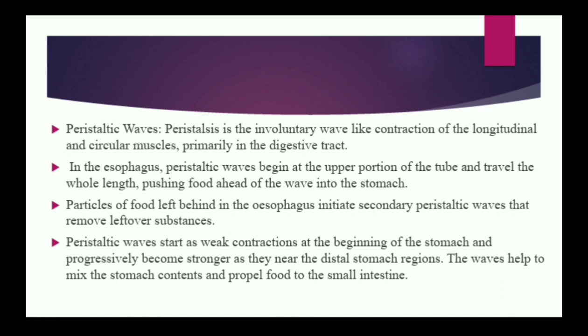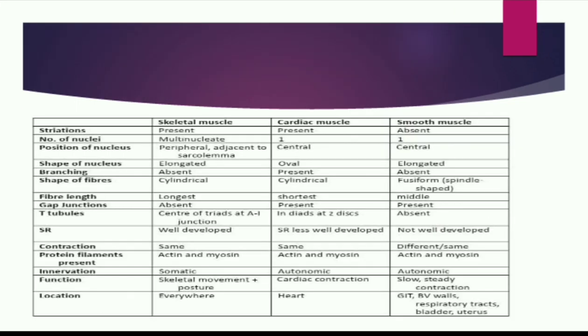Peristaltic waves start as weak contractions at the beginning of the stomach and progressively become stronger as they near the distal stomach regions. The waves help to mix the stomach contents and propel food. Now, the characteristics of skeletal muscles, cardiac muscles, and smooth muscles. The characteristics are tabulated below.